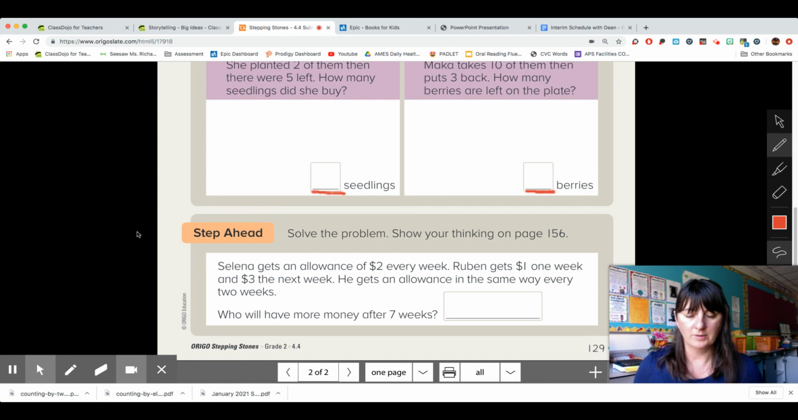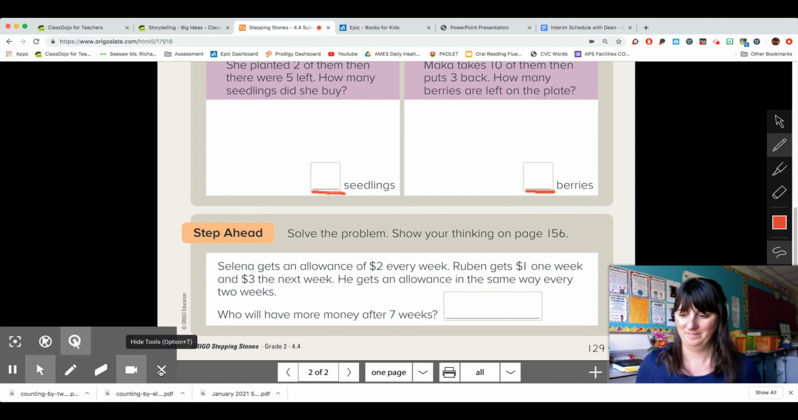Selena gets an allowance of $2 every week. Ruben gets $1 one week and $3 the next week. He gets an allowance in the same way every 2 weeks. Who will have more money after 7 weeks? So there's a lot of steps to this one, and if you really want to try it, I can work with you to try and figure it out, okay? All right, have fun, guys. Pause.